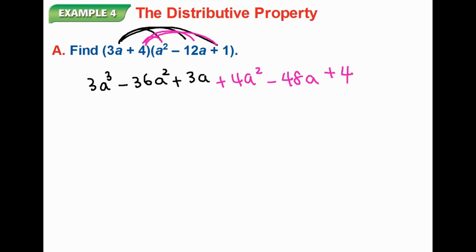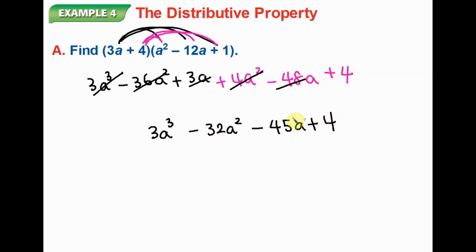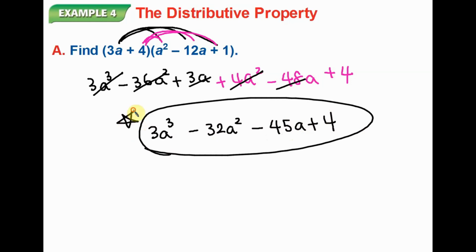If you're combining all these like terms, then I will get, well, 3a cubed will be just 3a cubed. Now these two become negative 32a squared. 3a minus 48a will become negative 45a, and then the last one will be just 4. Since there are no terms to be combined, this will be my final answer.